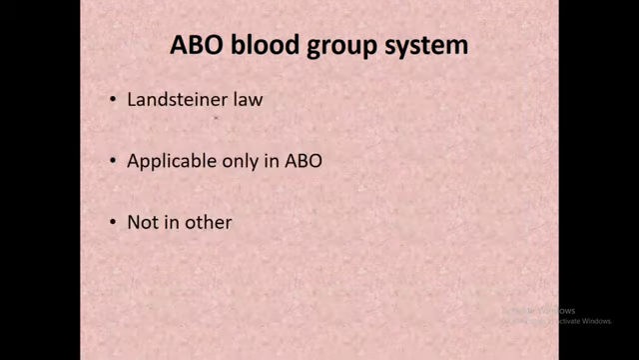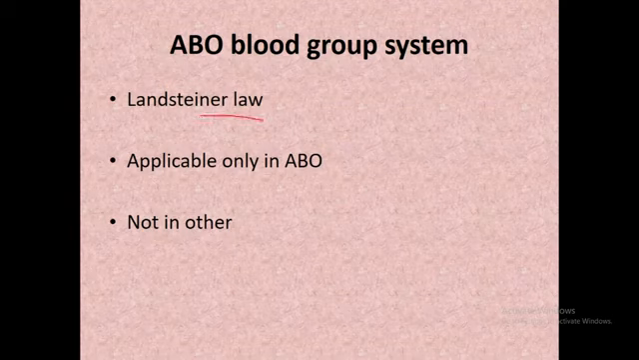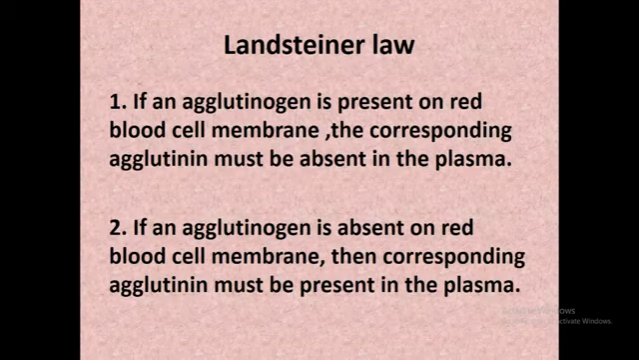The ABO blood group system follows Landsteiner's law. This law is only applicable in the ABO blood group system. So here is Landsteiner's law. First law: if an agglutinogen is present on the red blood cell membrane, the corresponding agglutinin must be absent in the plasma. Second law: if an agglutinogen is absent on the red blood cell membrane, then the corresponding agglutinin must be present in the plasma.